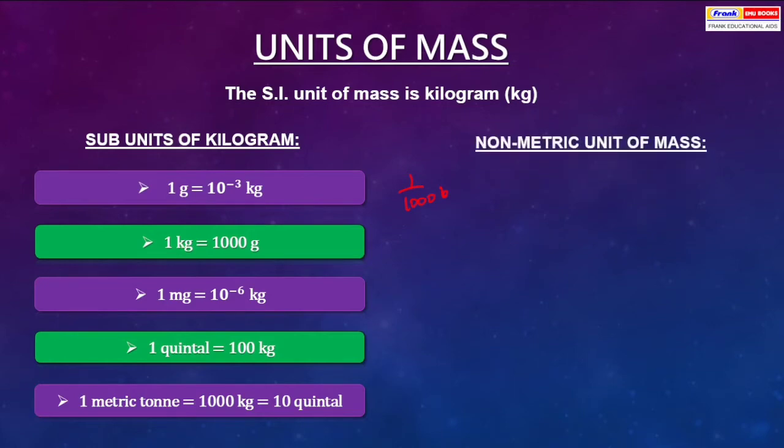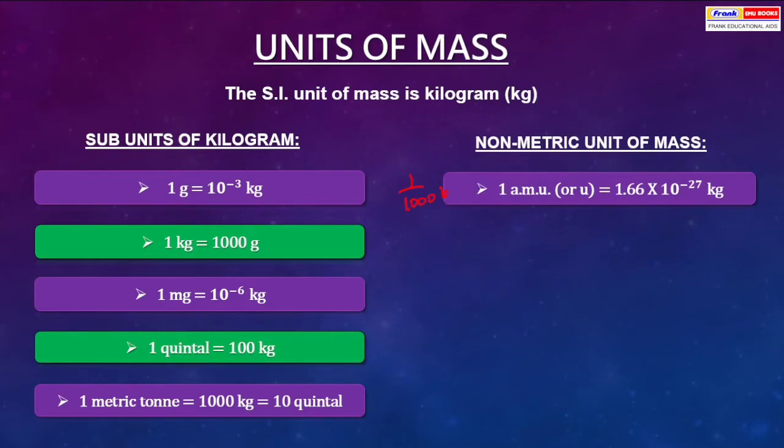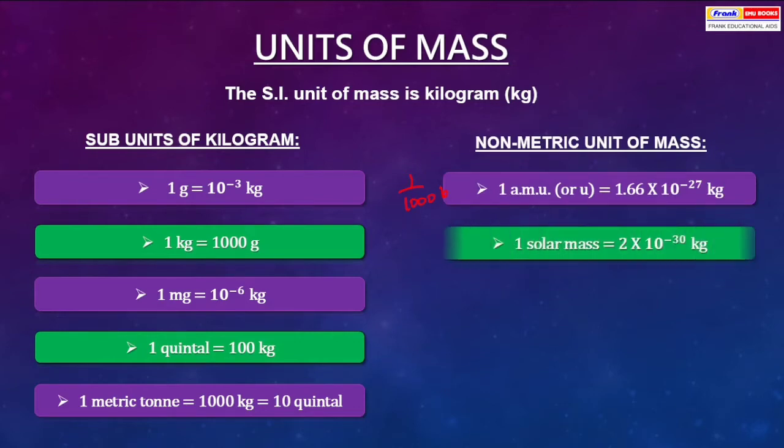There are some non-metric units of mass also, which are very small units, like 1 amu equals 1.66 into 10 to the power minus 27 kg. One solar mass is equal to 2 into 10 to the power minus 30 kg.